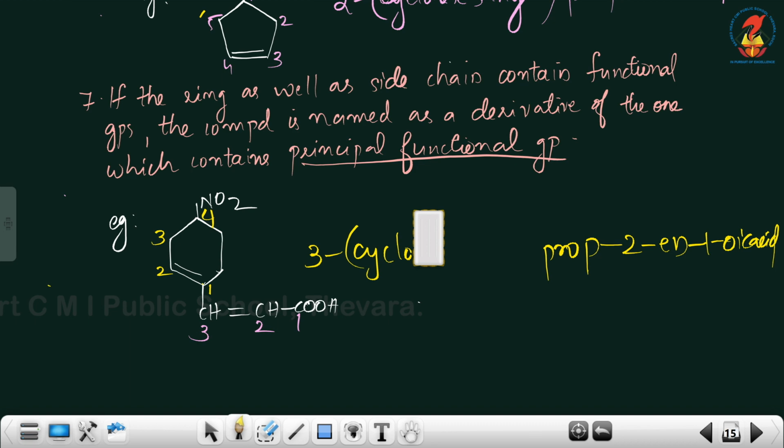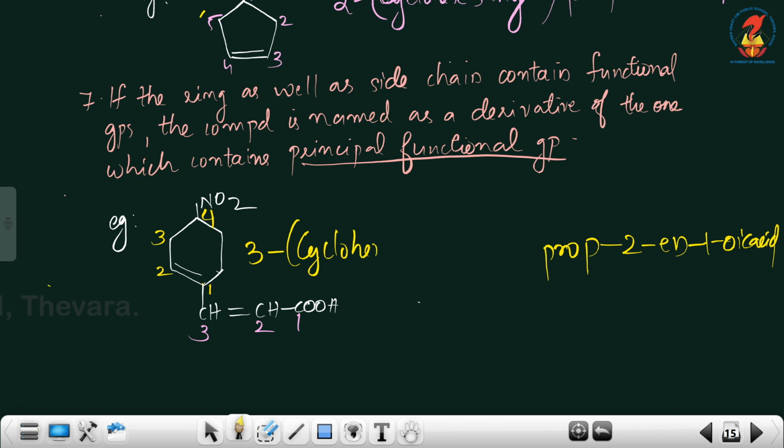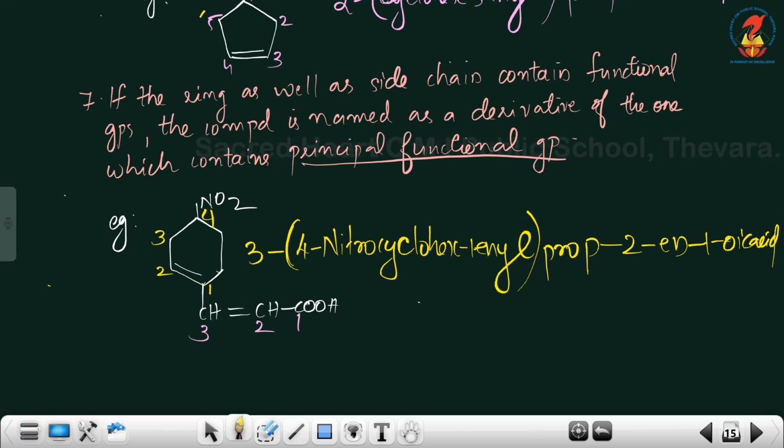Cyclohex 1-ene, 3, cyclohex 1-ene. Sorry, we have to write 4-nitro first, isn't it? So nitro will go as a prefix. So 4-nitro cyclohex 1-enyl group. So what is the name of the compound? 3. At the third carbon of the parent chain, we have a 4-nitro cyclohex 1-enyl group.